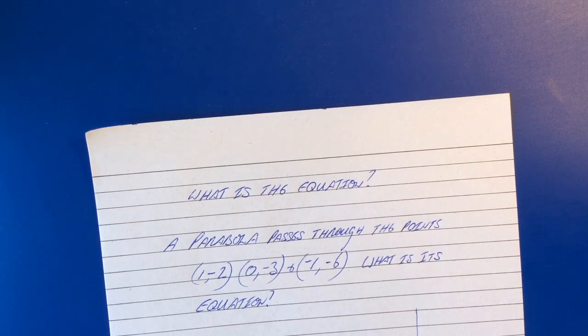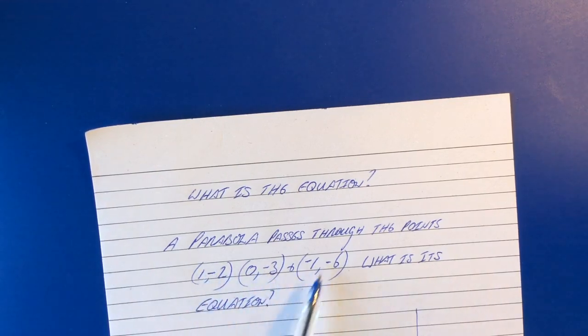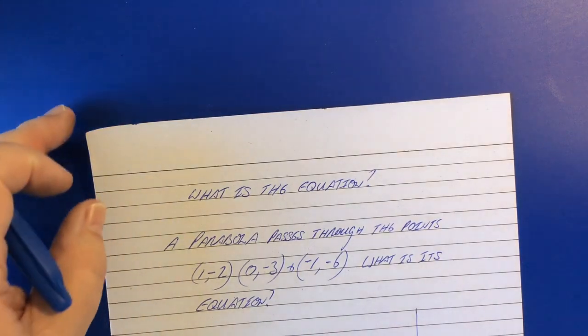The task ahead of us is to find the equation of a parabola that passes through these 3 points: (1, -2), (0, -3), (-1, -6). And so let's just go straight to work on this. Right, so what do we need to do?